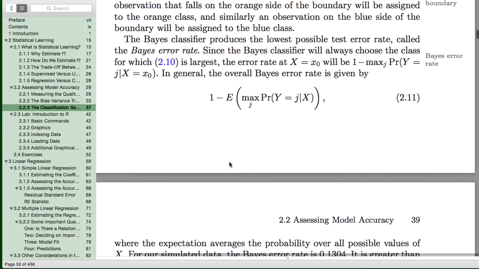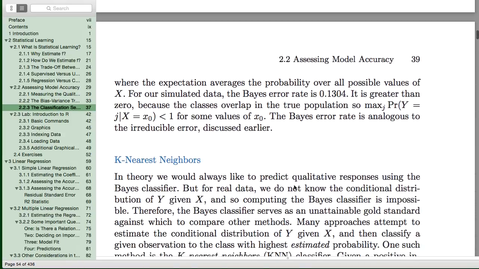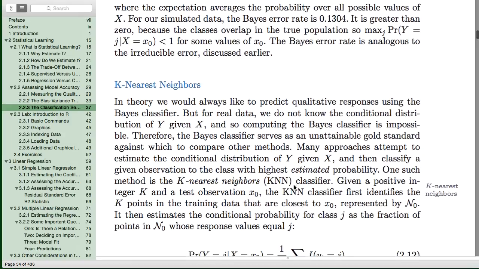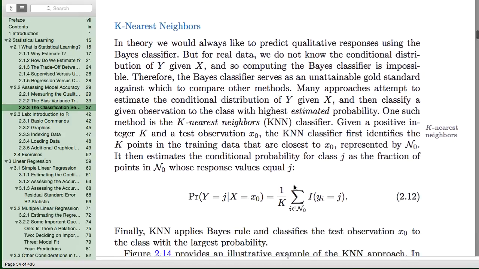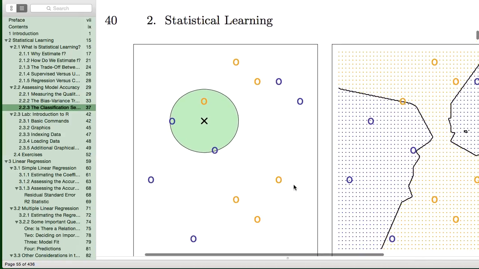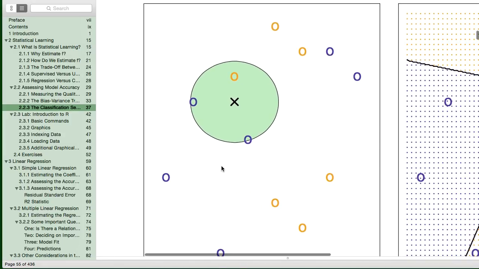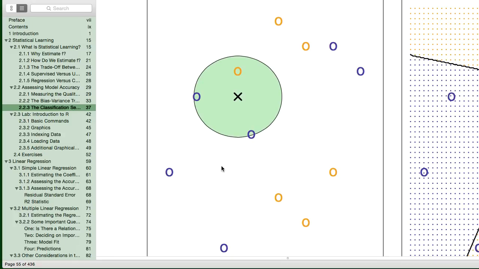We can't do that in real life. We can't know in advance what the probability is. So we would like to find techniques that are pretty good at that. And here's a technique that's pretty good at that, the k-nearest neighbor technique. It's best described with a little picture here. Suppose we have a bunch of training examples represented by the blue and orange circles, and we now have a test observation represented by the X. We would like to know which world this X is in. Is it a blue circle or an orange circle?